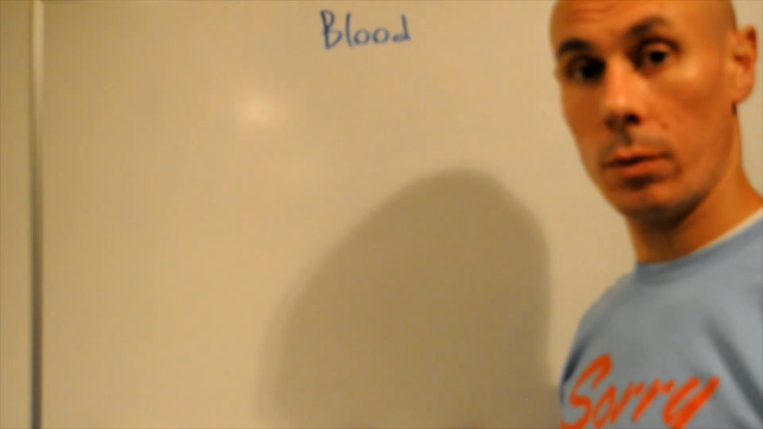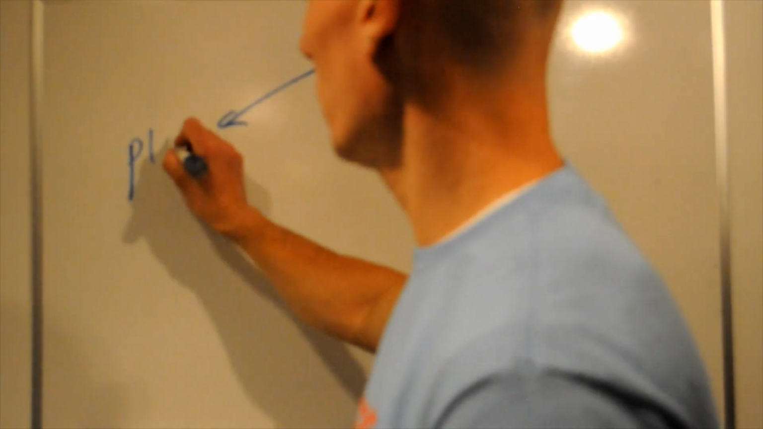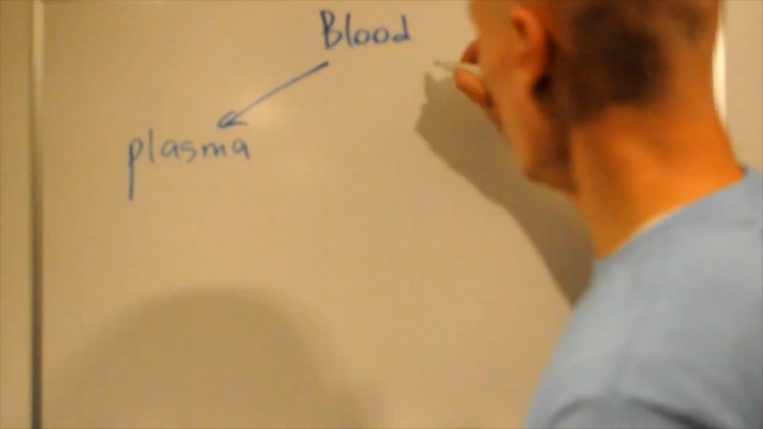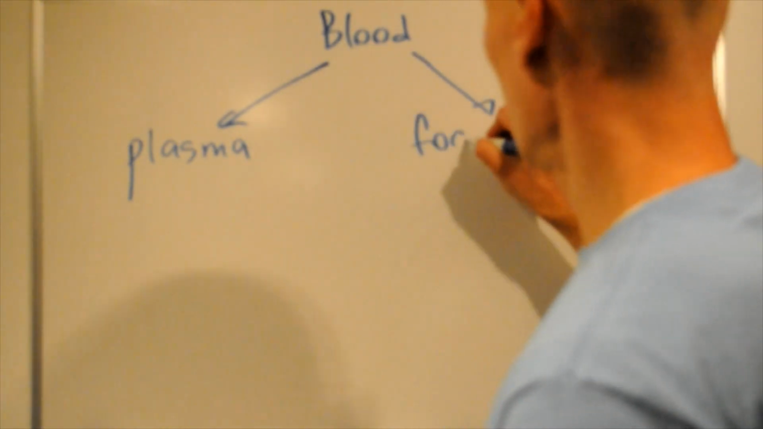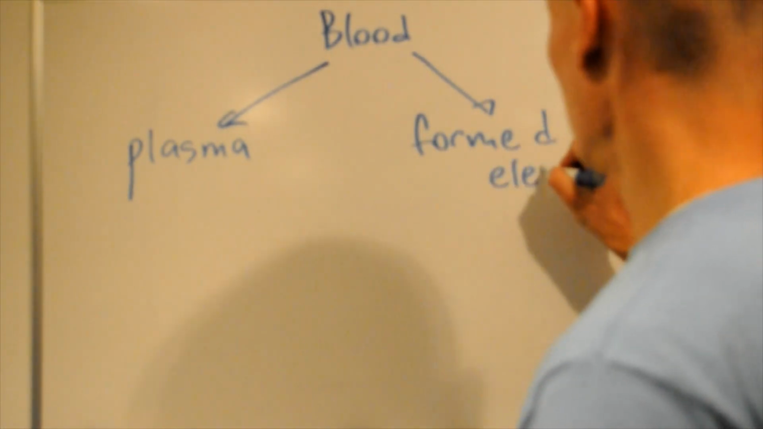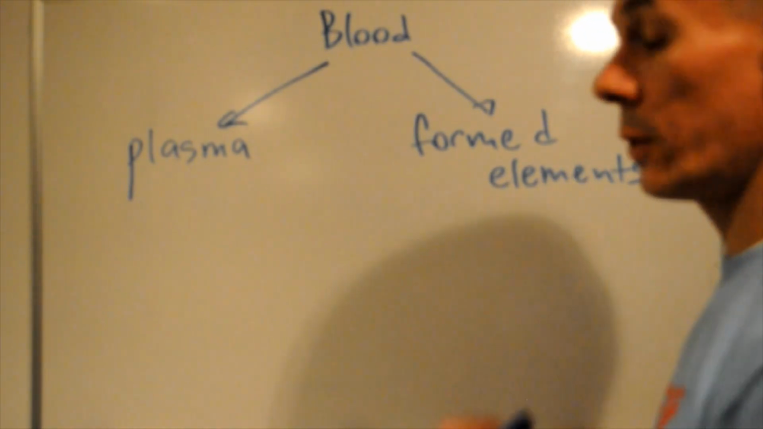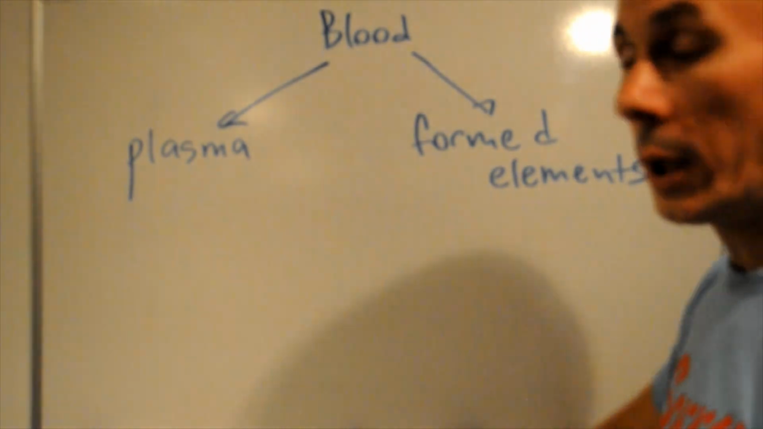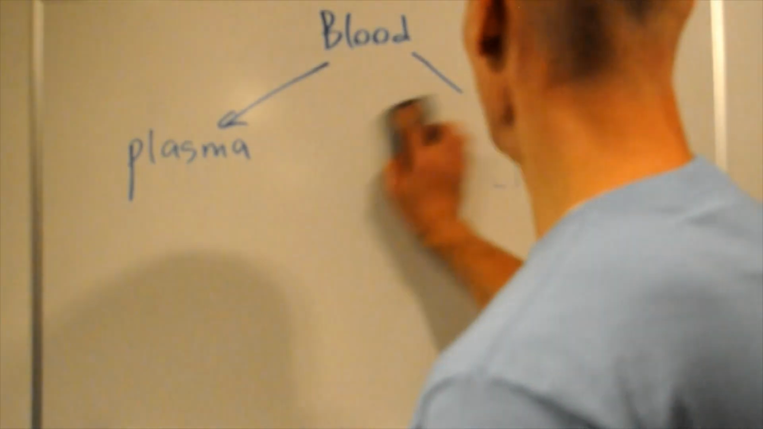So we're going to talk a little bit about the blood now. Blood consists of several major components. Two big ones are plasma and formed elements of the blood. So let's talk about formed elements of the blood first. Formed elements of the blood are essentially cells in the blood.